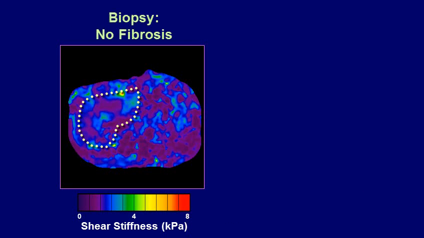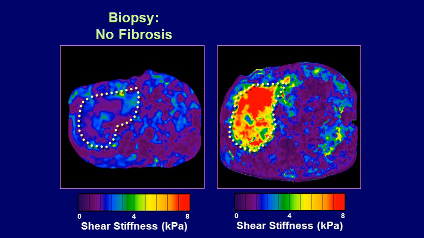The elastograms of these patients are very different. This patient has normal liver stiffness around 2 kilopascals and has no fibrosis, and this was proven with biopsy. This patient, on the other hand, who also had normal anatomy, has very high liver stiffness, and a biopsy showed stage 3 fibrosis.